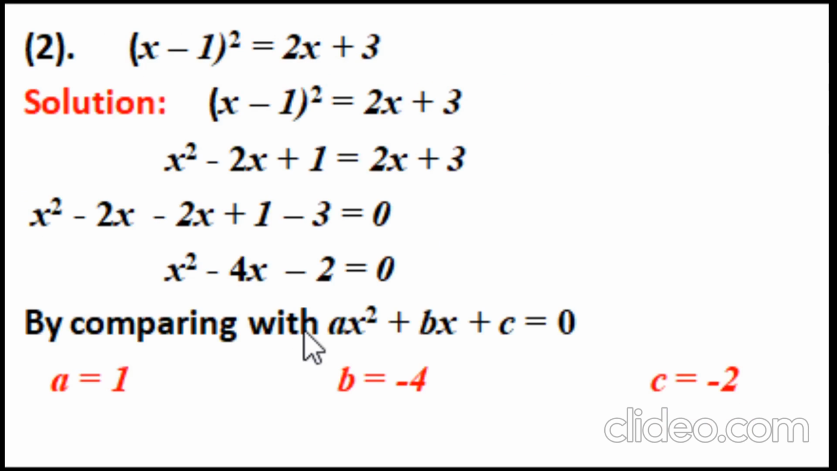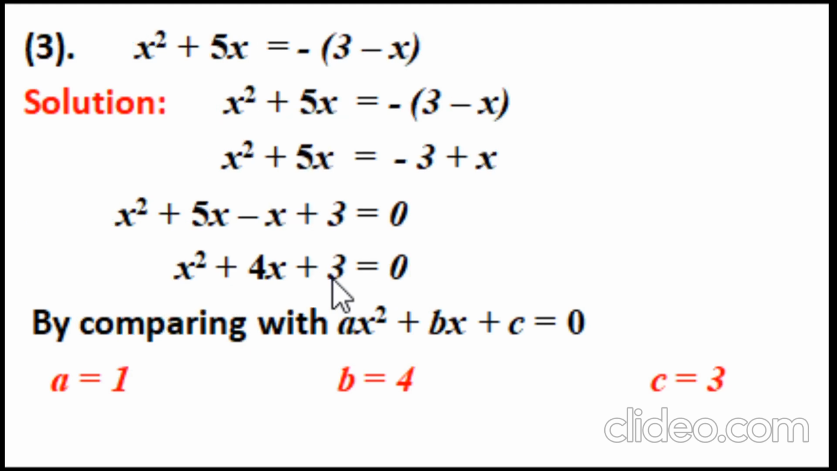Second, x minus 1 the whole square is equal to x plus 3. Here we are using the formula a minus b the whole square, we get a square minus 2ab plus b square. So we get x square minus 2x plus 1 is equal to x plus 3. By rearranging, we get x square minus 4x minus 2 is equal to 0. By comparing with ax square plus bx plus c is equal to 0, we get a 1, b minus 4 and c minus 2, negative 2.